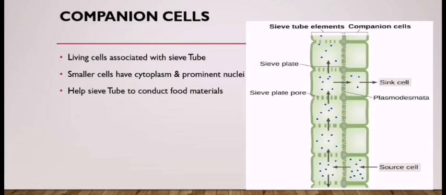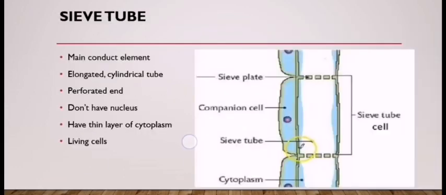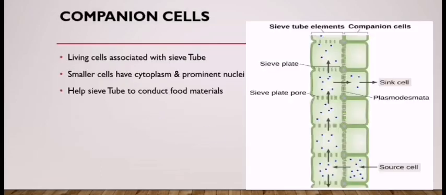Now companion cells. We know that sieve tube does not have a nucleus, but it is a living cell. So how is it considered a living cell? Although it does not have a nucleus, it is because it is taking the help of companion cells. Yes, because sieve tube and companion cells are associated with each other.